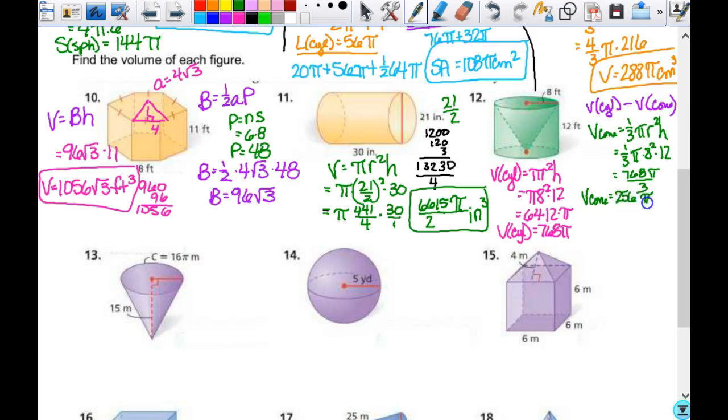256 pi. Okay. So then I just take the 768 pi minus 256 pi. 512 pi.